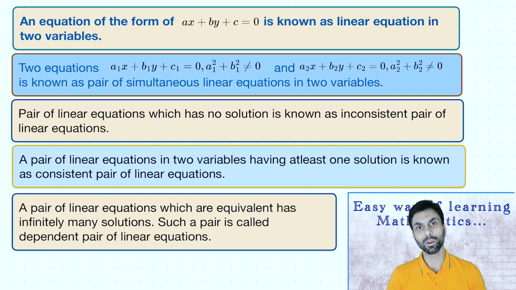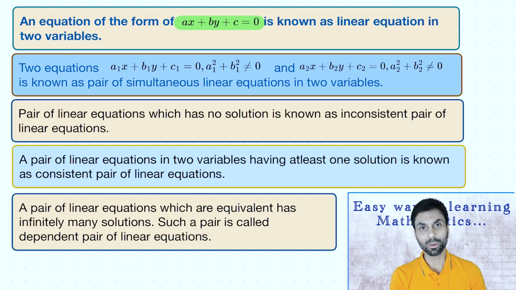So as we all know, the standard form of a linear equation in two variables is of the form ax plus by plus c equals 0. Now in this case we are going to discuss two equations. So here, the first: an equation of the form ax plus by plus c equals 0 is known as a linear equation in two variables.